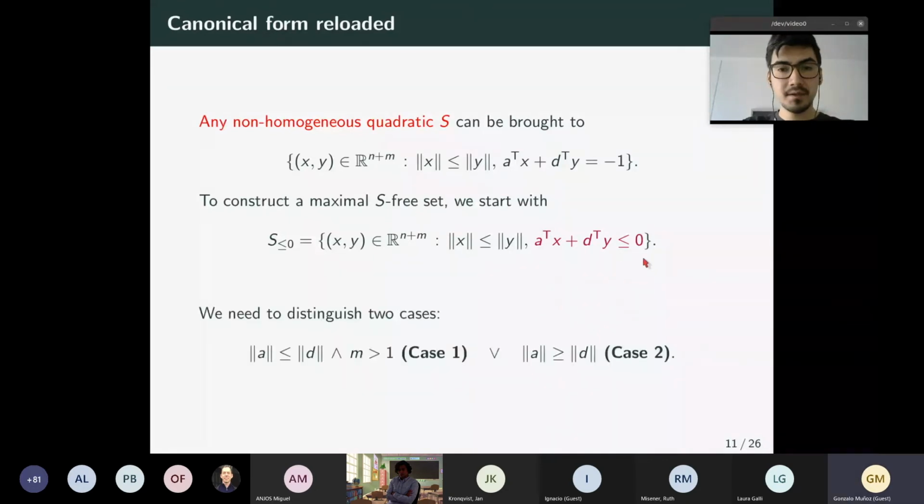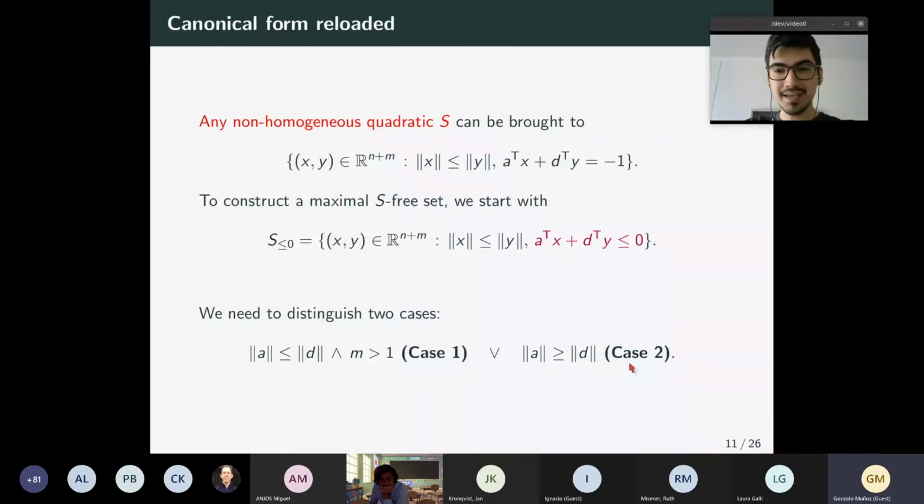In this case, it turns out that we need to distinguish two cases, depending on the relationship between the norm of A and the norm of D. I don't have too much time to explain this, so I'll be happy to explain it in the breakout room. But the construction differs on whether this is bigger or this is bigger. For now in this talk, I'm going to show you just case 2, which is actually the harder case, but it's somehow a bit richer. So this is why I want to show you case 2.